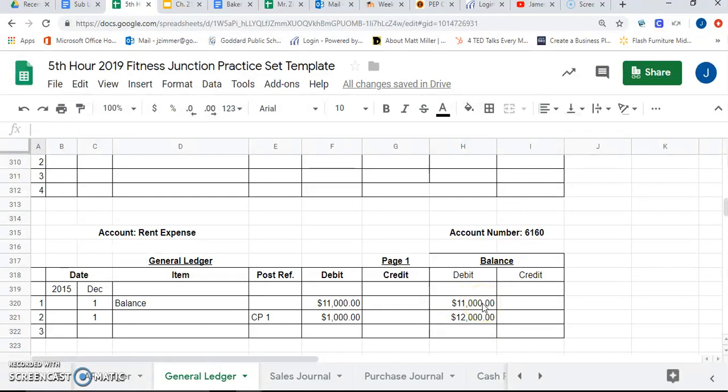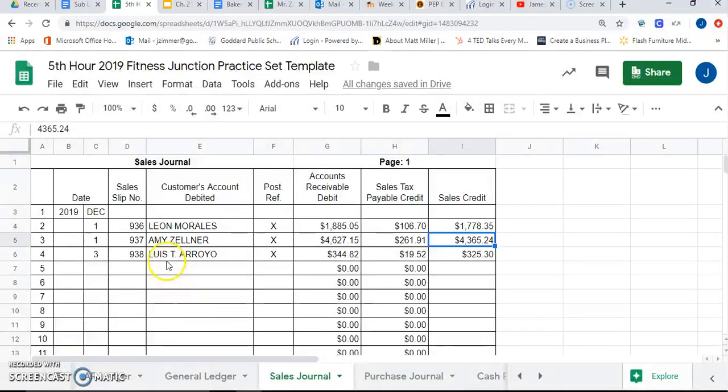Okay. Next up, if you go to Form 4, it's another sales invoice. So we can go to our sales journal, and this time we sold to Amy Zellner. Exact same process. You plug the subtotal number in here, it does the calculation, and then you go post to the accounts receivable journal. All right, we'll keep rolling.